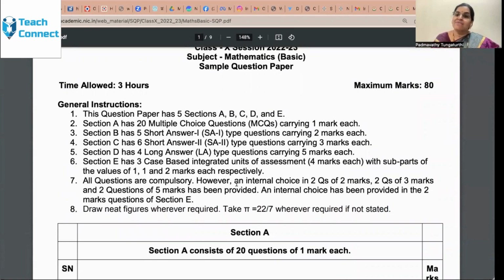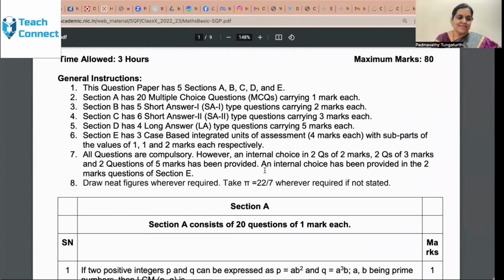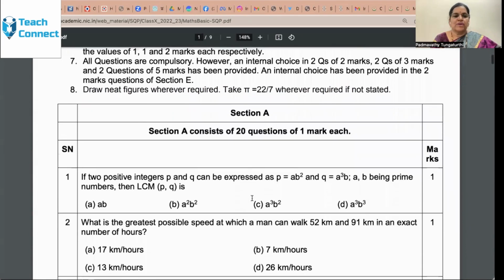This is only a pattern, and when pre-board examinations are modeled to the students, then the student should be able to follow the same pattern. The pattern will remain the same. And tell them where there is an internal choice and where there is no choice for the student. And very importantly, draw neat figures wherever required, because it's mathematics. The angle must match. The length of a line segment must remain constant when measured. And take pi equal to 22/7. That's very important. Let us look at the first question.